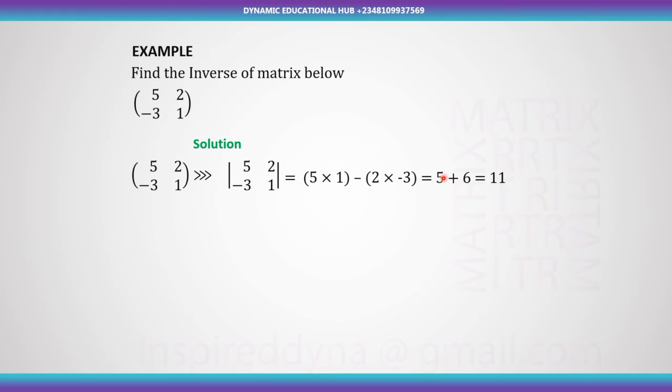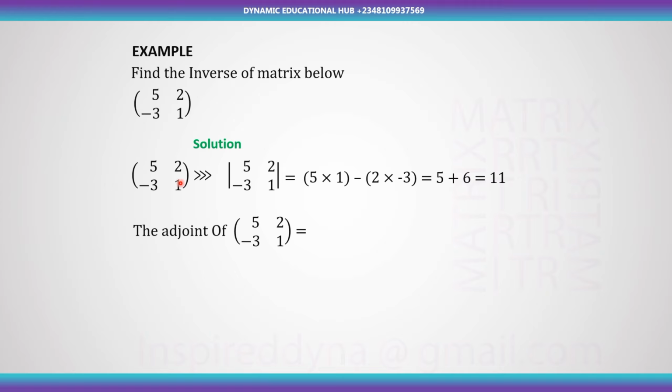Solving this, we are going to get 5 multiplied by 1, 5. 2 multiplied by minus 3, you have minus 6. And because of this minus, it becomes plus 6. So 5 plus 6, that gives us 11.